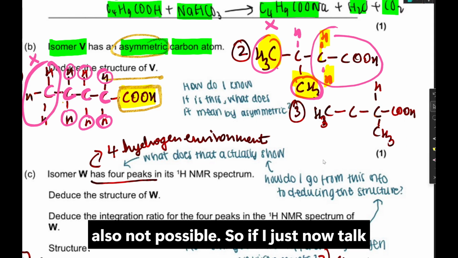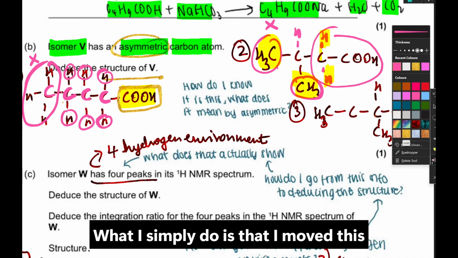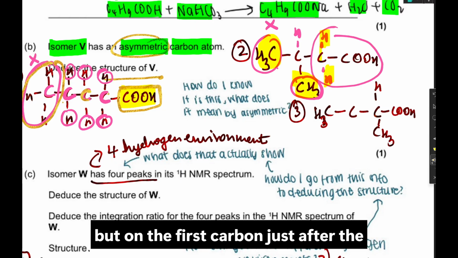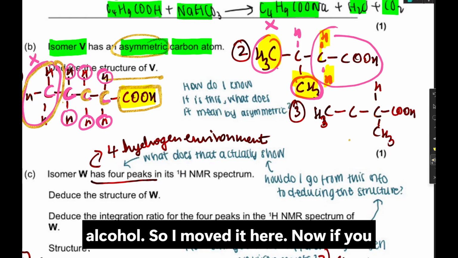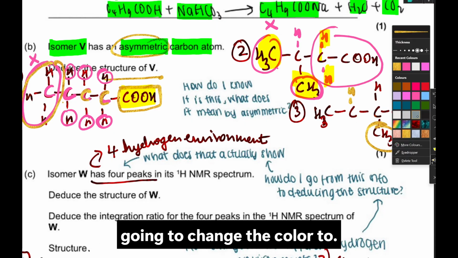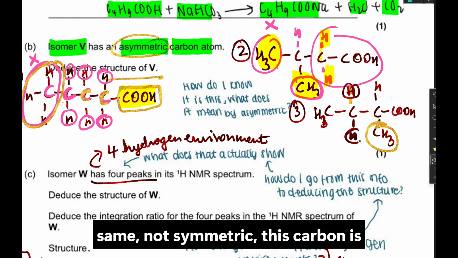So if I now talk about the third structure, what I simply did is that I moved this methyl group not on the second carbon but on the first carbon just after the alcohol. So I moved it here. Now if you see, I put this hydrogen there. I'm just going to change the color to this. Yeah, this here. So same, not asymmetric. This carbon is not asymmetric.